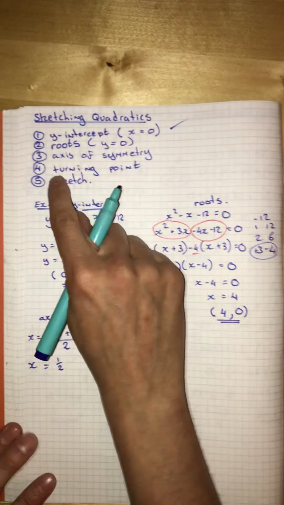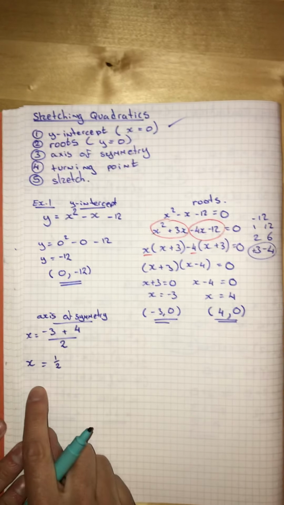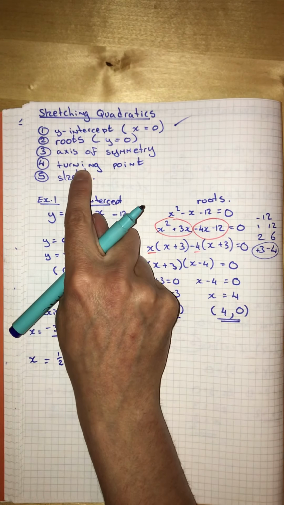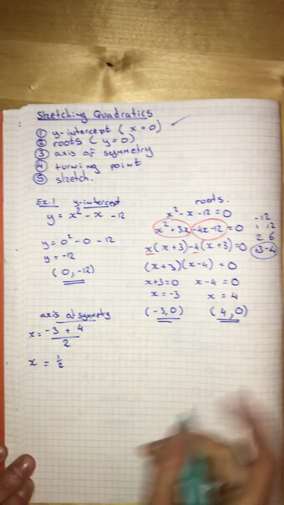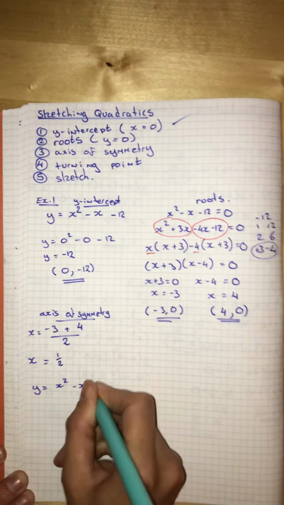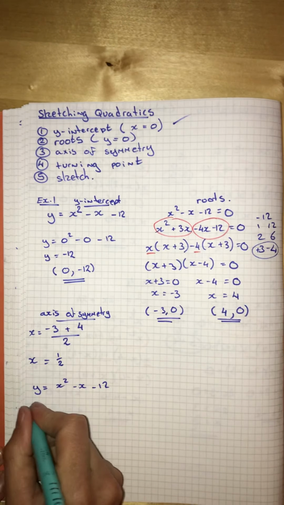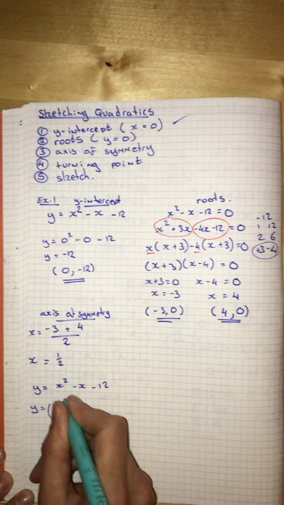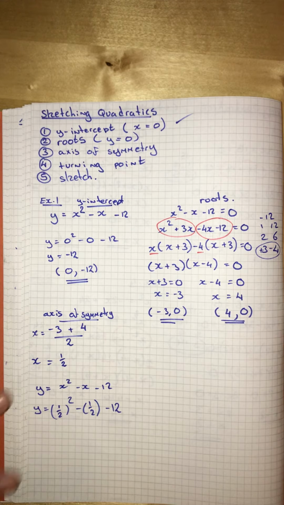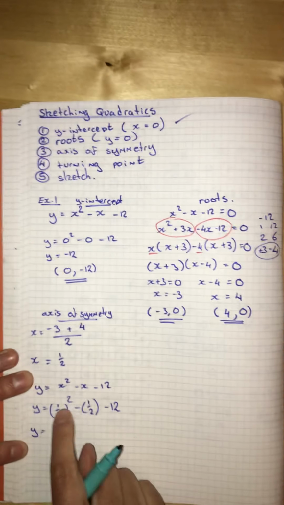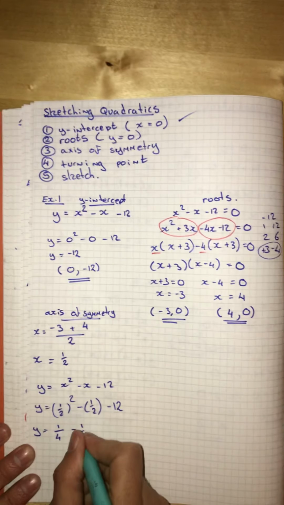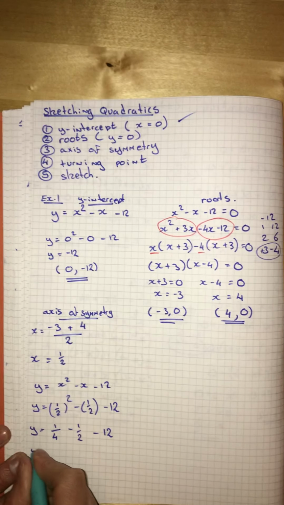And then the last thing we do is find the turning point. And we do that. So we needed the roots to get the axis of symmetry. Well, we need the axis of symmetry to get the turning point, because the turning point is on the axis of symmetry. So to do that, all we need to do is y equals x squared minus x minus 12. Substitute that in. So it's y equals a half squared minus a half minus 12. 1 squared equals 1, 2 squared equals 4, so a half squared is a quarter, minus a half minus 12.